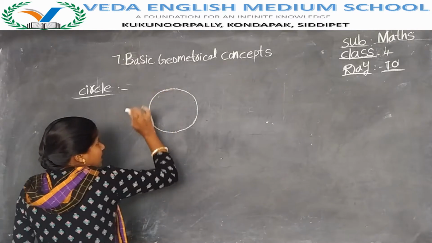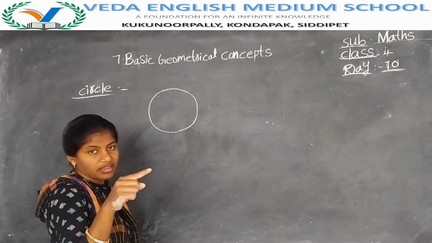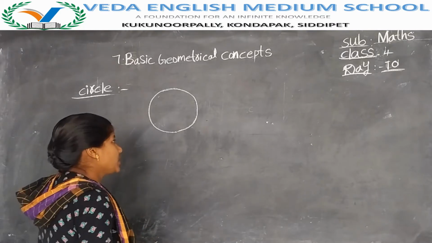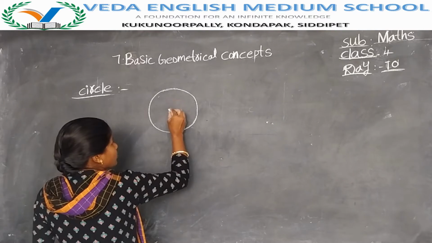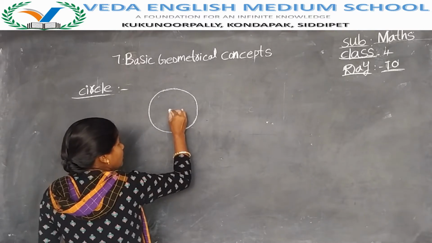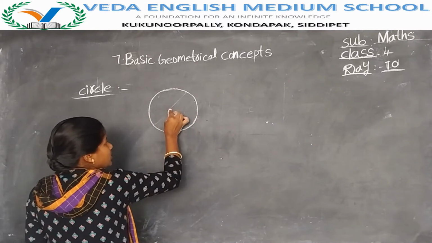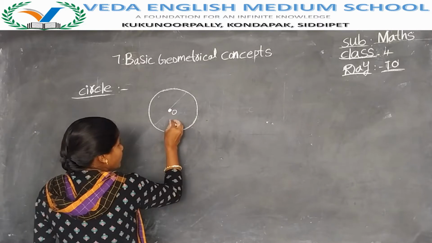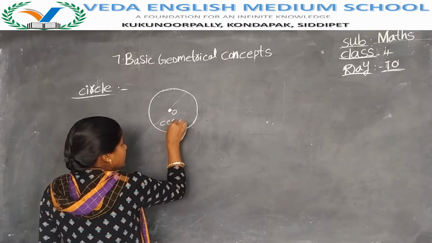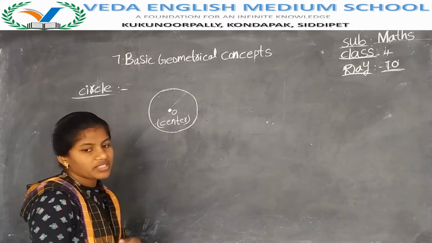Do you know a cycle? Everybody, do you know a bicycle? Your bicycle is in the shape of a circle. So in a circle, every point is at a fixed distance. Every point on the circle is at an equal distance, like this. This middle point is called the center of the circle. O is called the center of the circle.